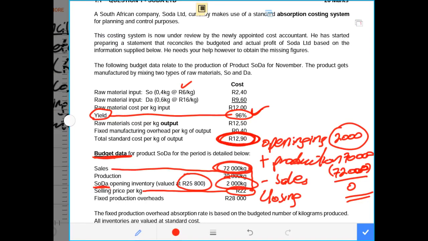90 cents. Remember, we are still on the budgeted information, where we use the standard information per unit to multiply to our production, because this is our budgeted production cost per unit, 12 rand 90 cents, which was made of both of the materials, plus the 12.50 plus the 40 cents, that gave us the total cost. And be mindful of the fact that the 40 cents was our fixed overheads that was given to us per unit. Be mindful of that.